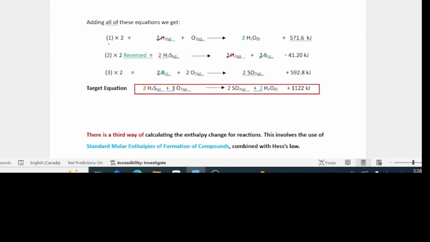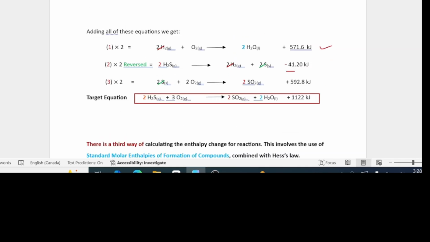So this one here is multiplied by 2. You get that amount of energy. This one is reversed and multiplied by 2. We've spoken about this energy term here. It will become negative. Let's see what it was before. Yeah, it was positive. And this one was multiplied by 2. And we ended up with that amount of energy.